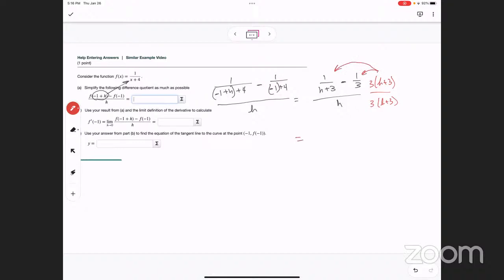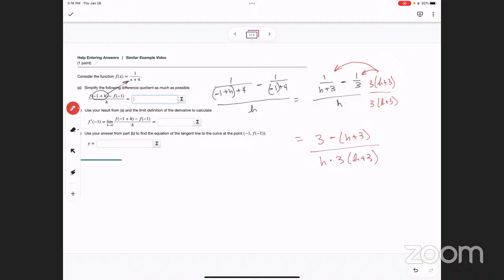And I will just end up getting 3 minus h plus 3 on the top. Got it? On the top. And on the bottom, I'm just going to have h times 3 times h plus 3.